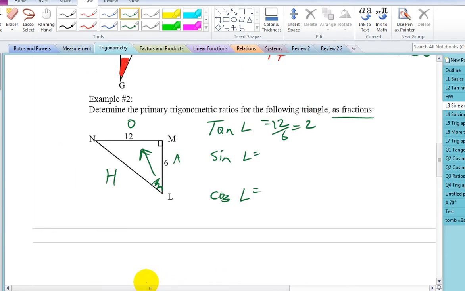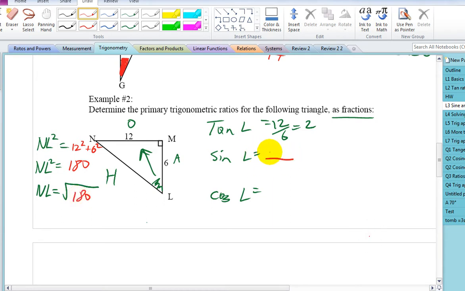Yeah, but what do we have to do first? Pythagoras. Okay, so NL squared equals... NL equals something square rooted. So square root 180. You guys okay with that? Now what you might see is for sine L, you might see 12 over square root 180. But most likely you won't.